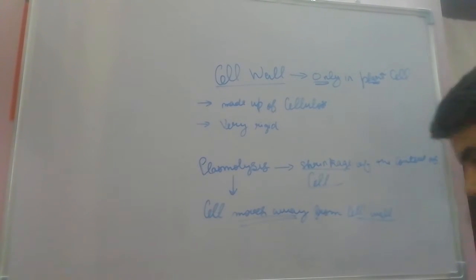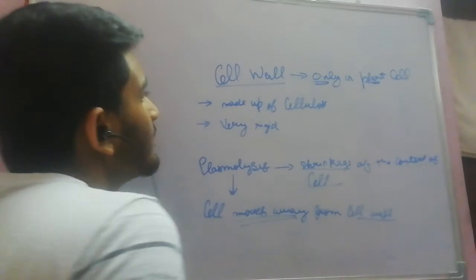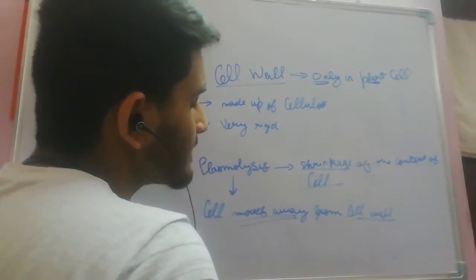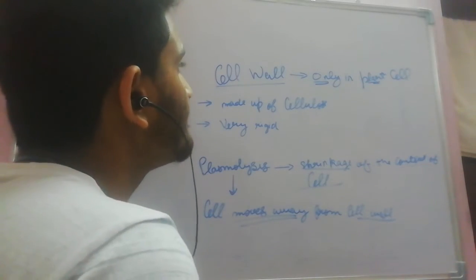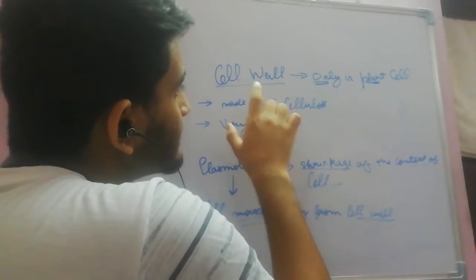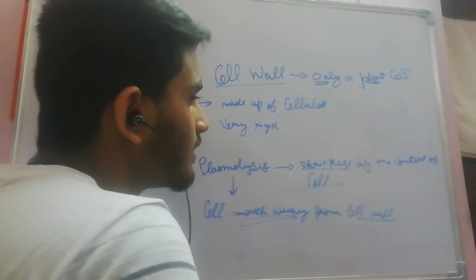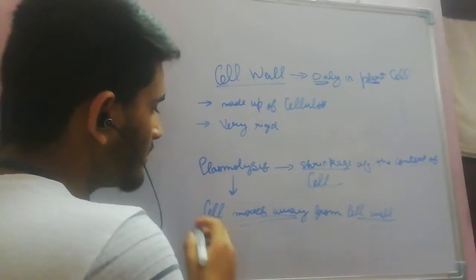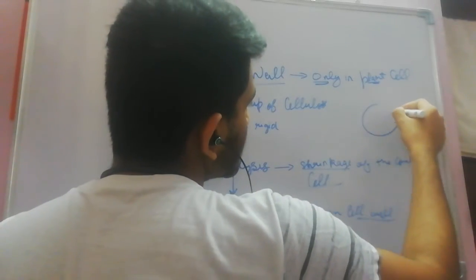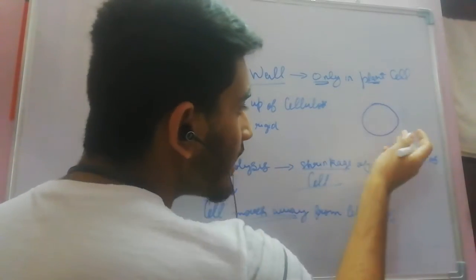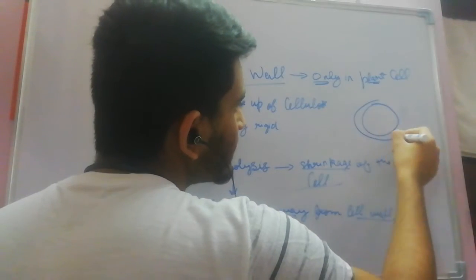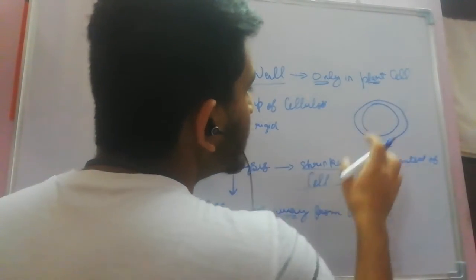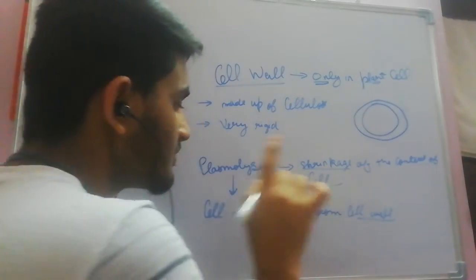Now we'll talk about our next topic, which is the cell wall. Now, cell wall is only present in plant cells. It is absent in the animal cell. And cell wall is an additional layer after the plasma membrane. So, for example, this is the plasma membrane of the cell, and outside the plasma membrane we have the cell wall here. So, it is an extra layer only in plants, not in animals.